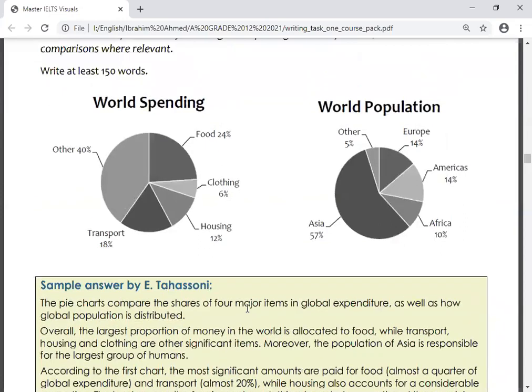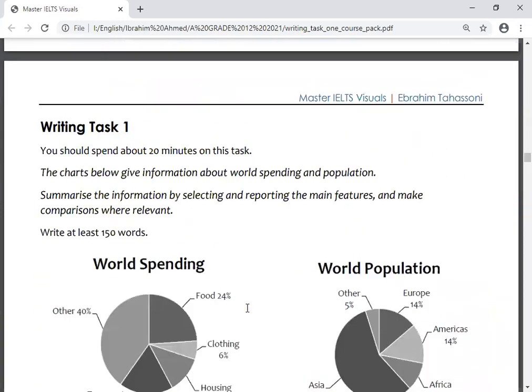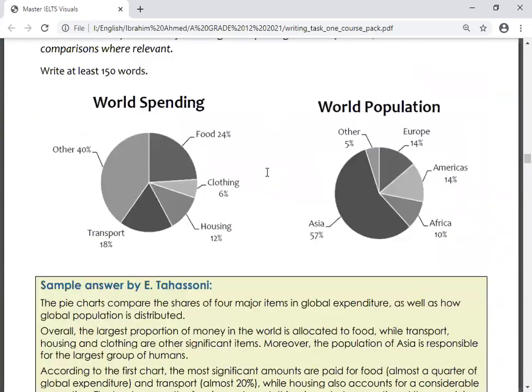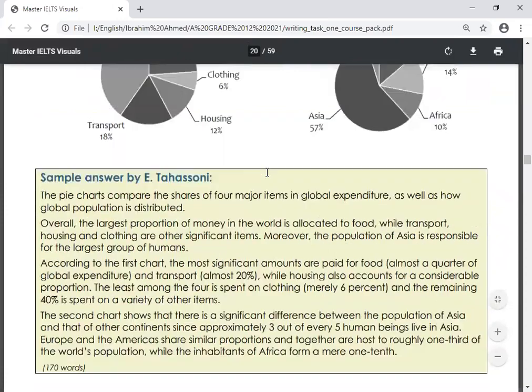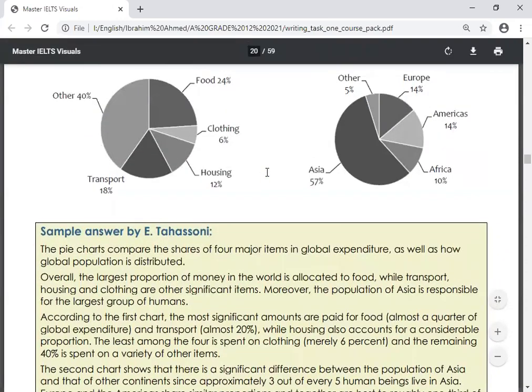He asks you here to write about the world spending and world population. If you write, for example, about the population of Asia and why Asia has the most population, this is not your task here. He wants you to compare the numbers in front of you, the facts in front of you.